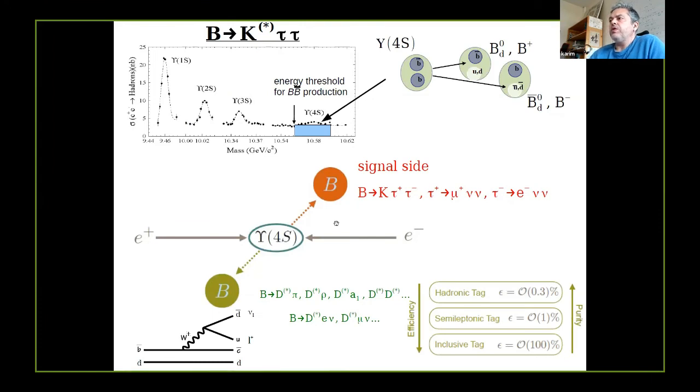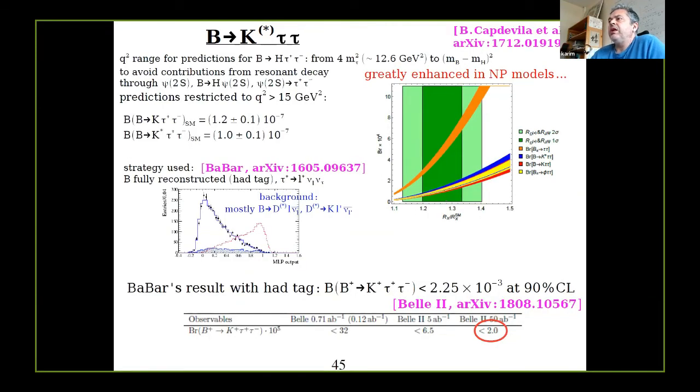So the challenge here, because this is a very difficult analysis, is that you have 2 taus in the final state. If you have a leptonic decay of each tau, it corresponds to 4 neutrinos. So I'm going very fast, but this is really the program of physics for Belle II, because until proven otherwise, it seems to be only possible, or at least with some advantage, at the B factories.